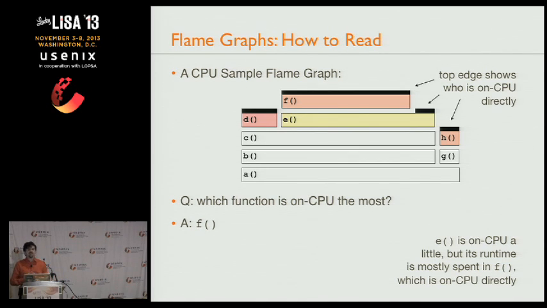A is in the ancestry the most. But the actual instructions that the CPU is iterating over the most belonged to F, from the entry to F to the ret of F. Those instructions run on CPU the most. To figure that out, you look at the top edge. Whatever is the largest amount of the top edge, that is the thing that's burning CPU cycles.